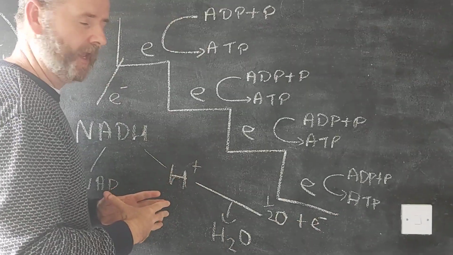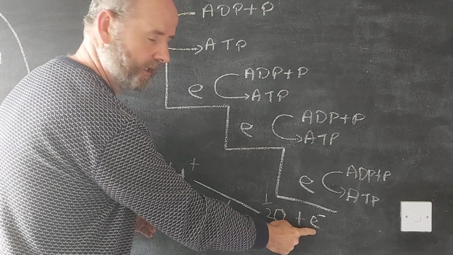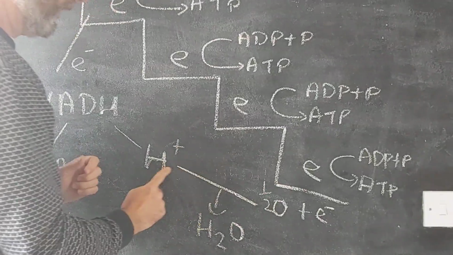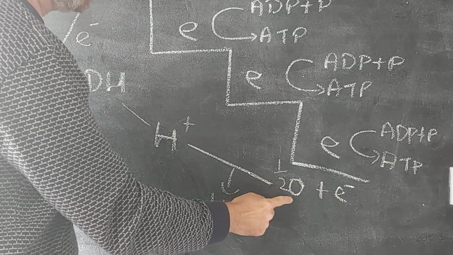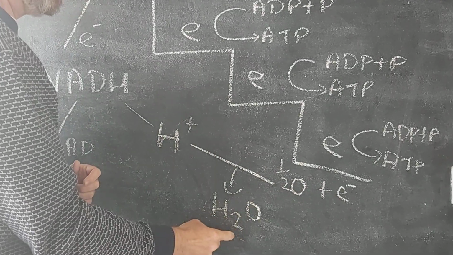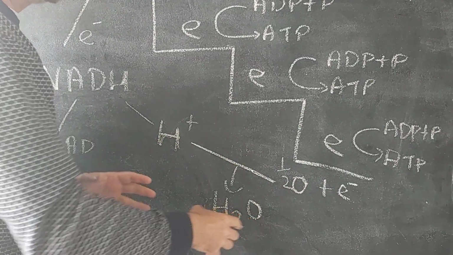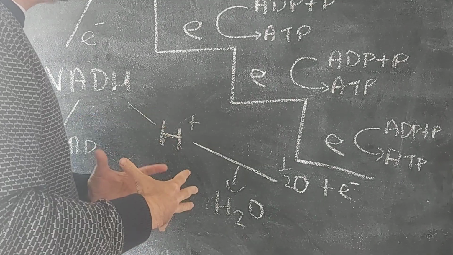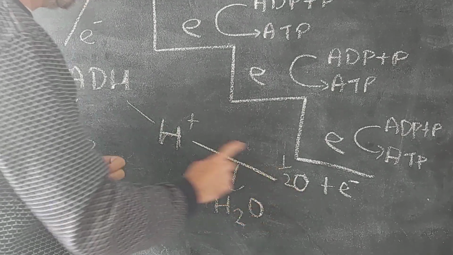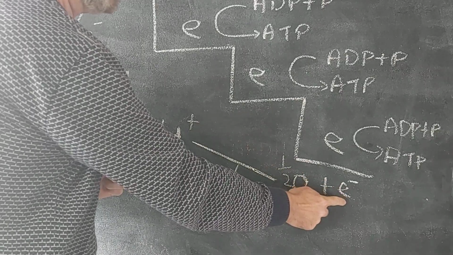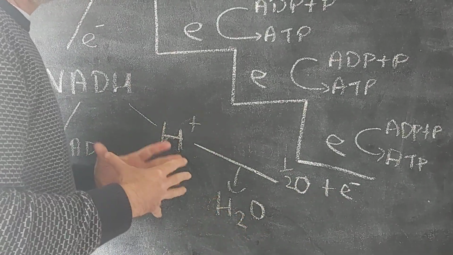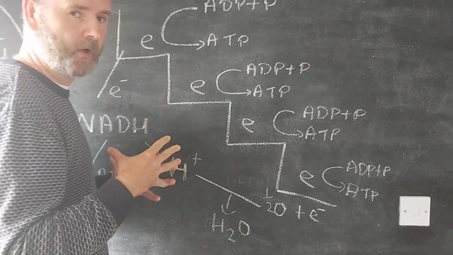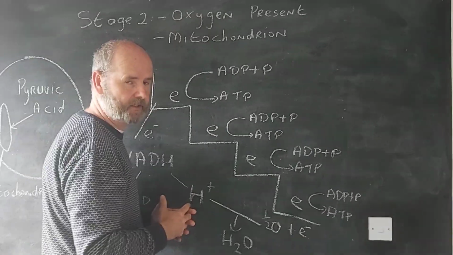What's left then is you've got the electron here, you've got the hydrogen, which was here, and those two combine with oxygen to make H2O. So the only reason we actually breathe is to combine the hydrogens and the electrons to make water. Now that's stage 2 respiration, Krebs cycle and the electron transport system.